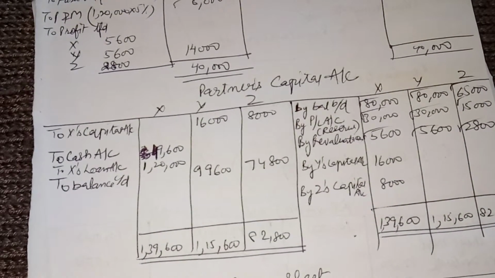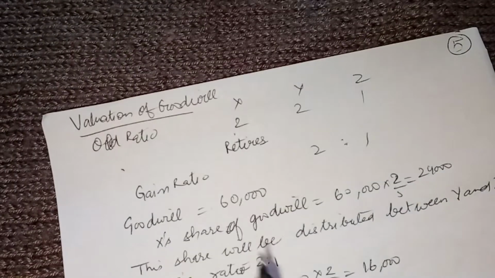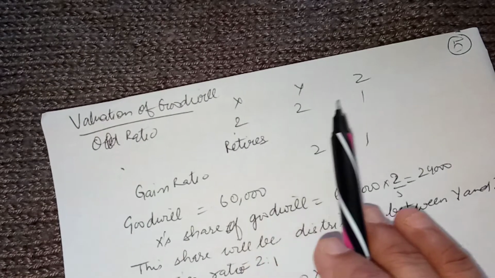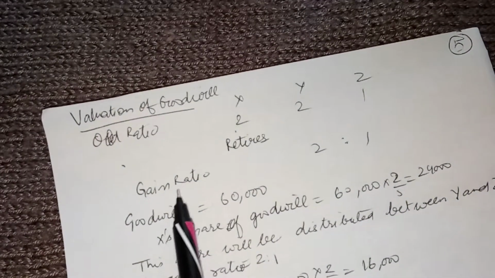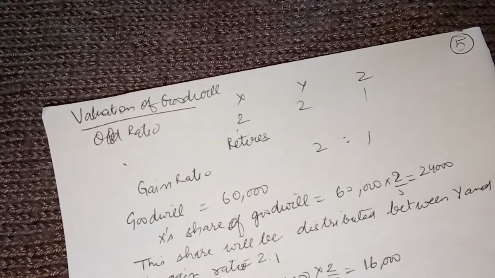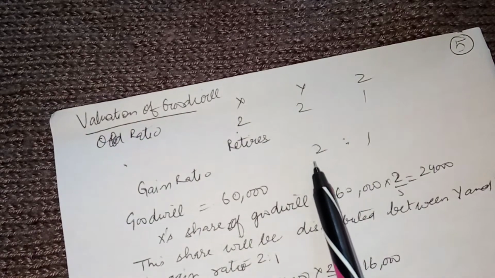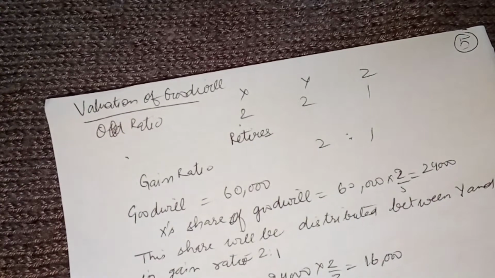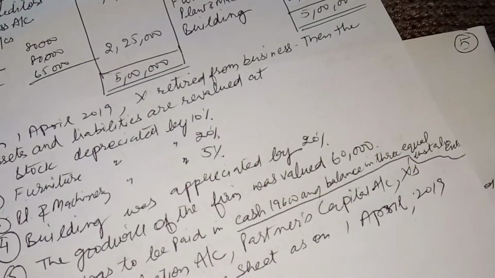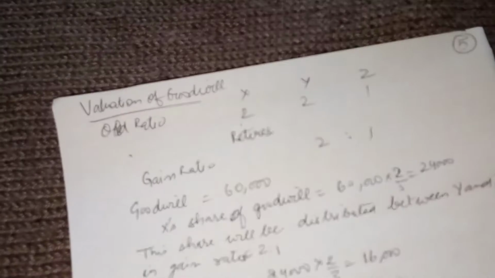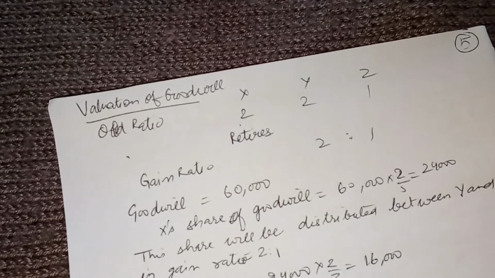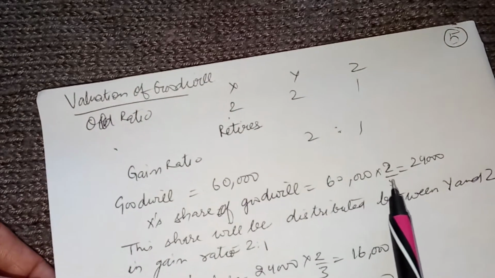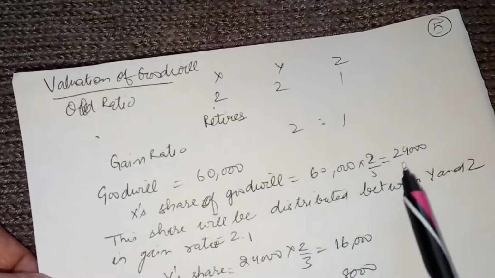And now the goodwill adjustment. How we will do the goodwill adjustment, let us check it out. Valuation of goodwill. As we all know, the old ratio is 2:2:1, and now X retires. So the gain ratio will be, as the new ratio is not given, as we did in the calculation of gain ratio, when the new ratio is not given, we consider the old ratio as the same ratio. So gain ratio is 2:1. Now goodwill is 60,000, already given in the question. Now X's share of goodwill is 60,000 into 2 upon 5, 24,000.